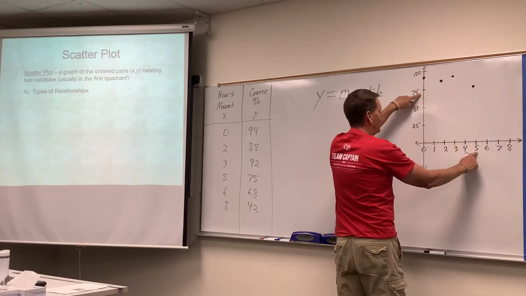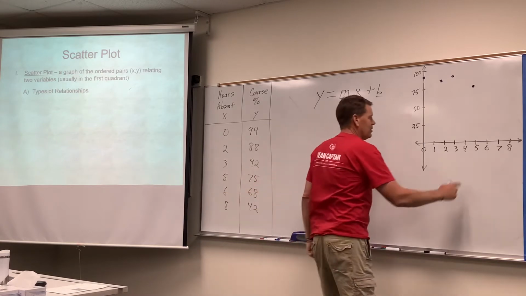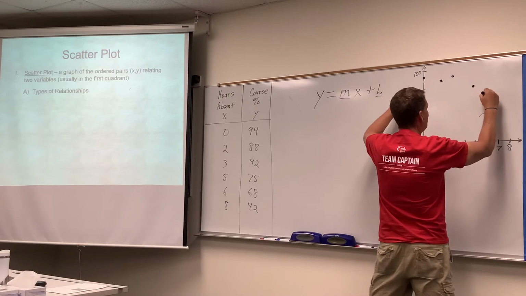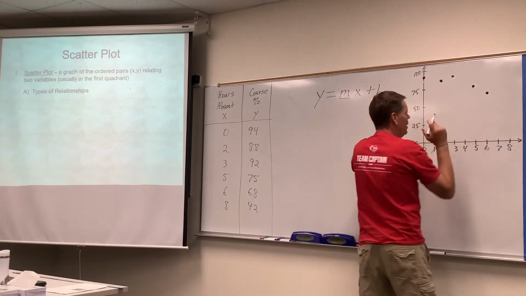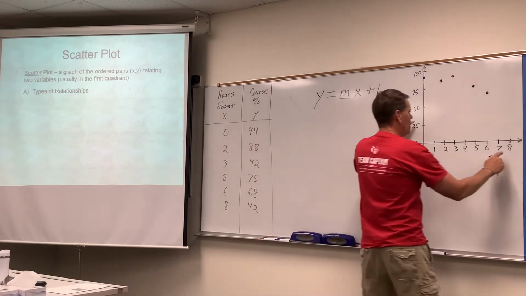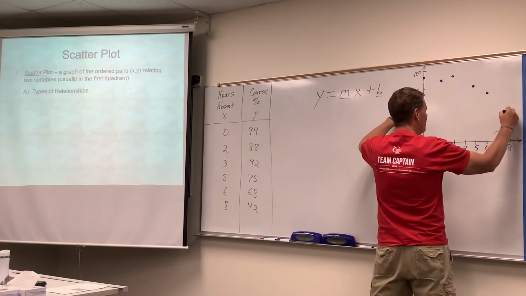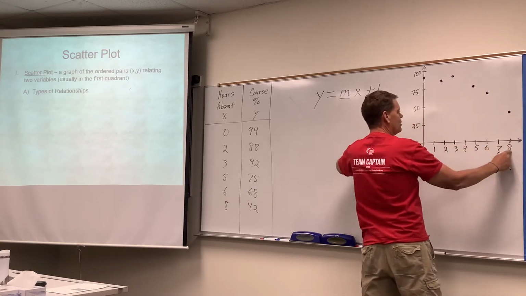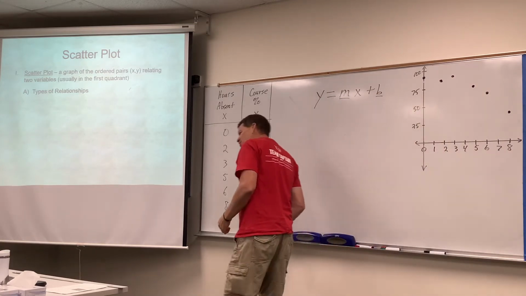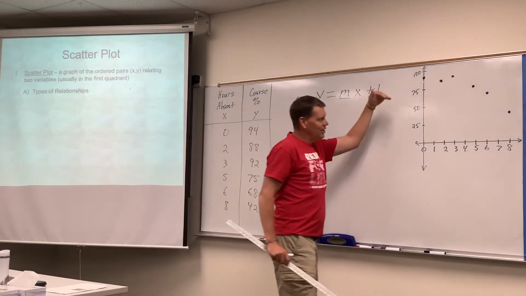Person had 5 hours of absence, ended up with a 75% in the class. 6 hours of absence, 68% in the class. Again, I might not be getting these perfect. On the scatter plot that I'm asking you to do, just get close. If we had really good graph paper up here, and then a person with 8 hours of absence, they ended up with a 42% in the class. Hopefully what you're seeing is that as the absences go up, the grade's coming down.